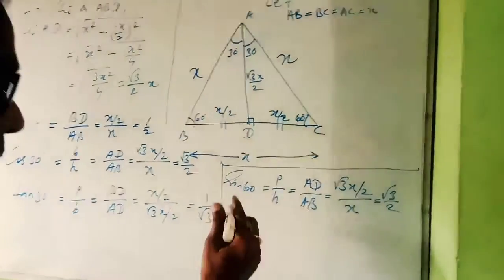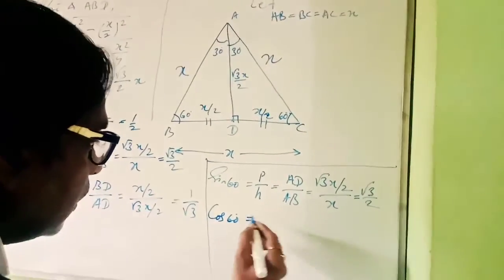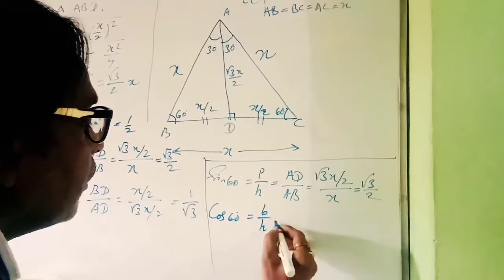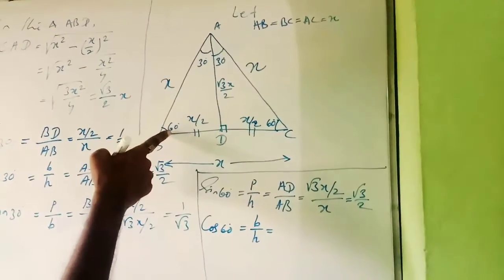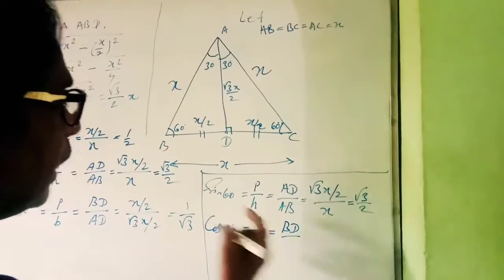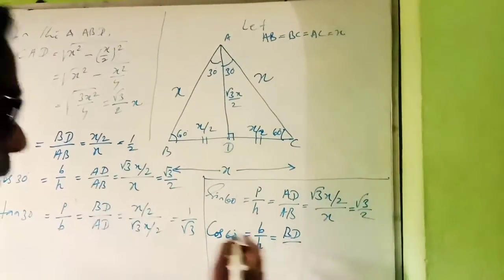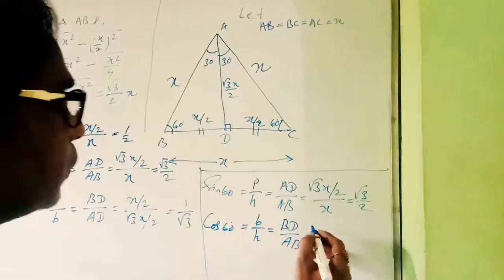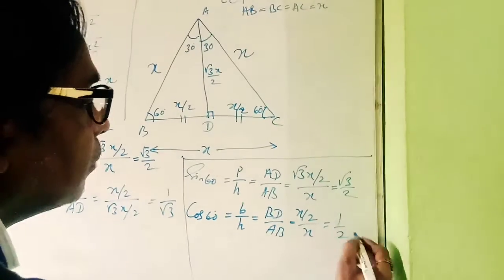Now, sin 60 equal to root 3 by 2. Same process, find cos 60. Cos 60 equal to how much? Cos formula is what? Base by hypotenuse. For this angle, base will be BD. Base by hypotenuse. For this angle, this is 90 degree, 90 front side is that is AB. Now put the value of BD equal to how much? That is x by 2. What is AB? That is x. How much are you getting? That is 1 by 2.